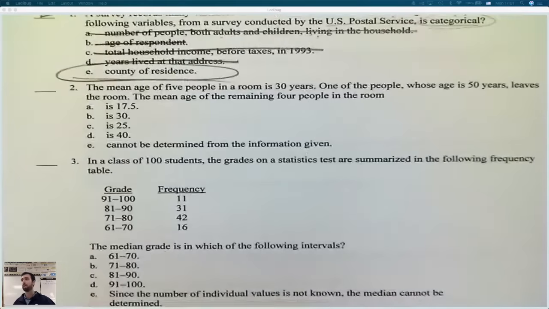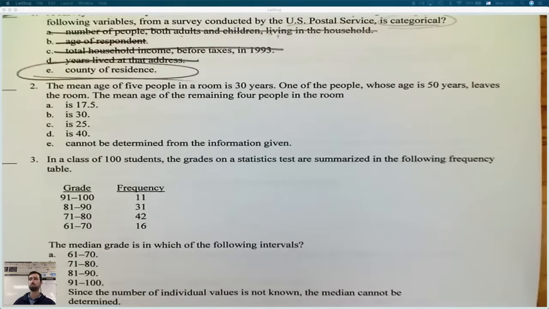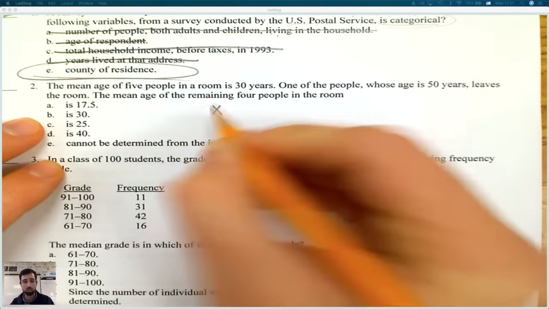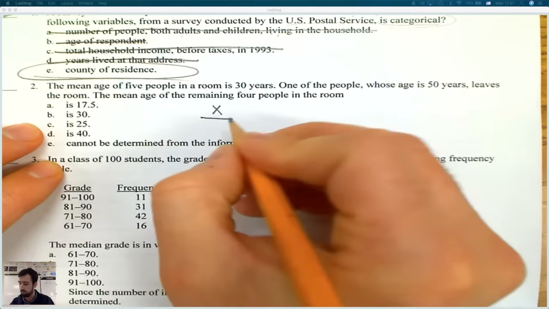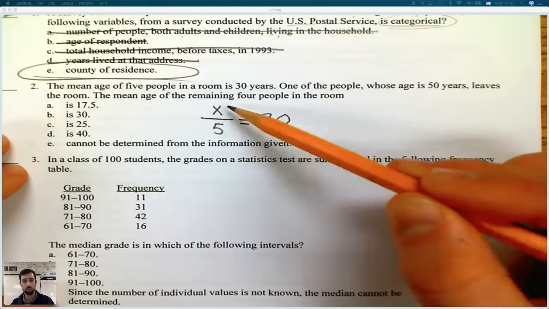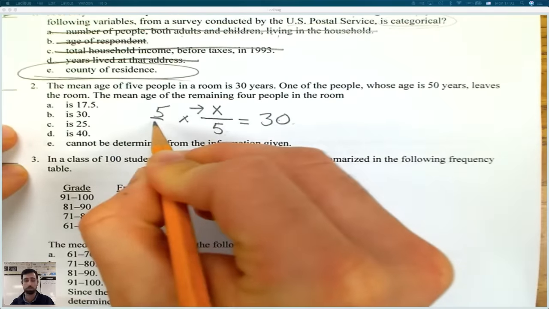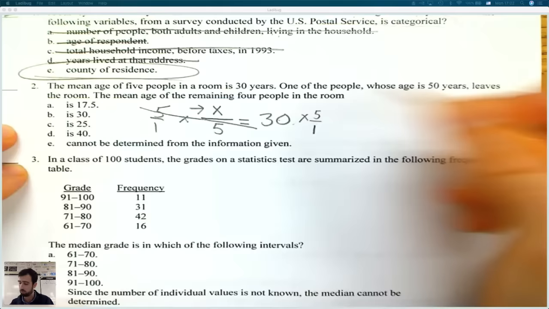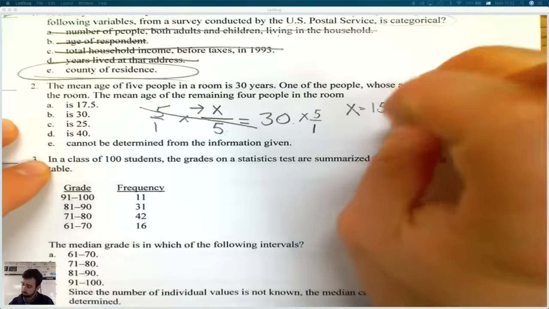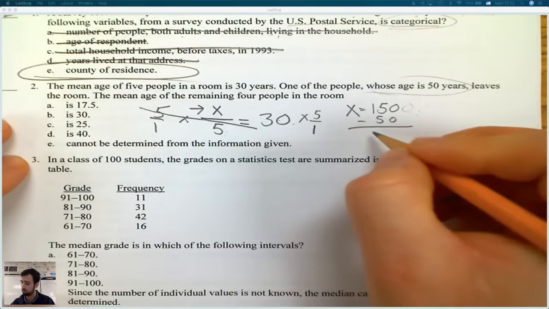Number two. The mean age of five people in a room is 30. One of the people whose age is 50 leaves the room. The mean age of the remaining four people is what? All right. So we know that to find the average, you add up everyone's age and divide by the total. So I know some total divided by 5 is going to give me the average. To get that number, all I need to do is undo division by multiplying by 5. So I know 5 times 30 is 150. Now, if I know that the person who's 50 left, I'm going to subtract 50, left with 100.